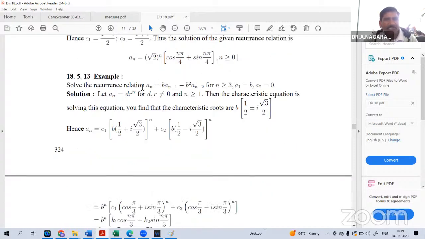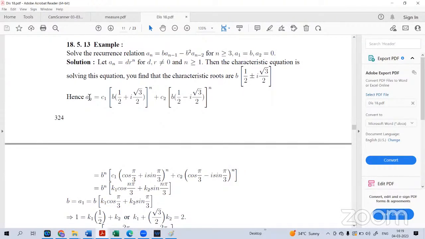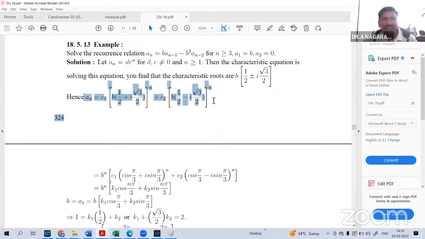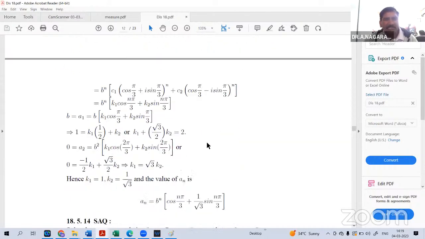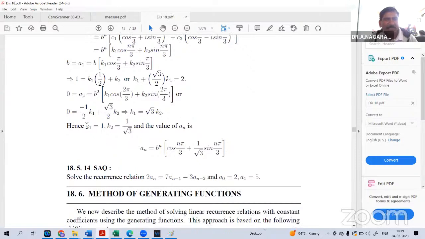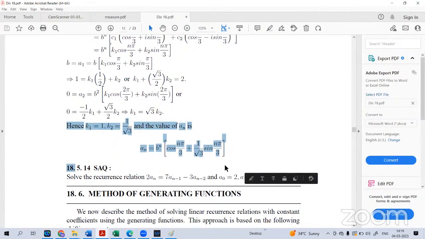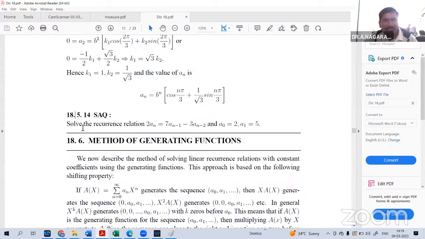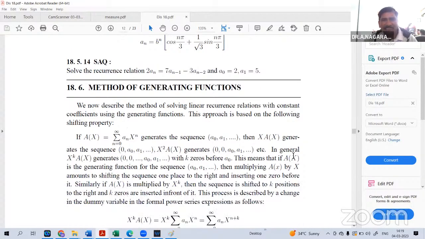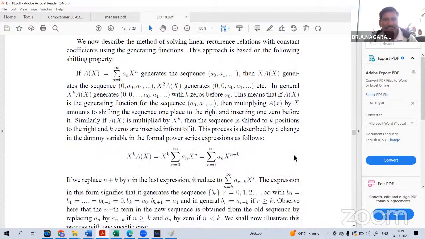Another example, this is the most important: a_n equal to b into a_(n-1) minus b square into a_(n-2) for n greater than or equal to 3, and a1 equal to b and a2 equal to 0. Now solving that, a_n equal to c1 into this is our required solution. And recurrence relations we can write by using this one. Examples you can take this one. Now this comes to the end of the concept of recurrence relations.